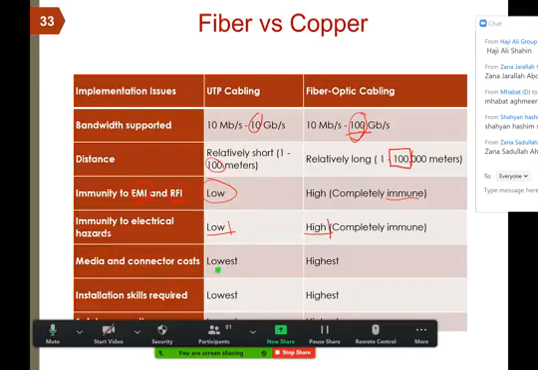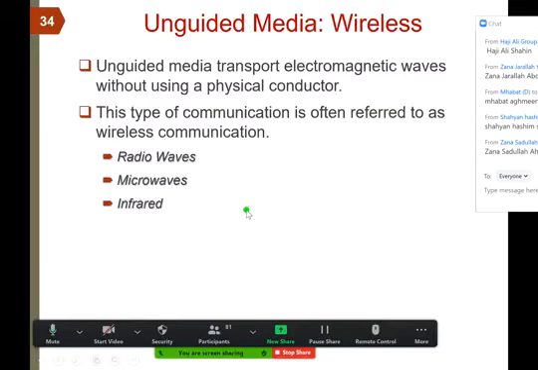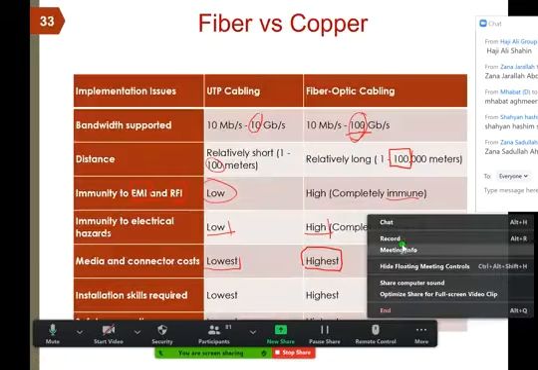Media and connector costs. For these cables, we need the RJ45 connectors, which are cheap and readily available. But the fiber connectors, the ones that we've seen, the SC, LC, these connectors cost more, and you need to do them properly, of course.